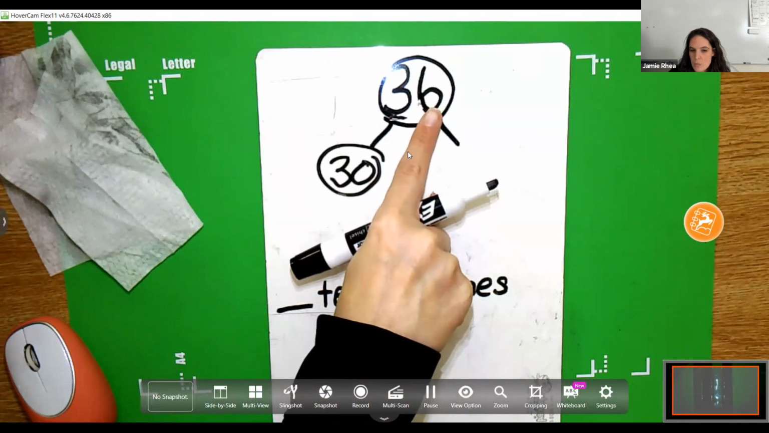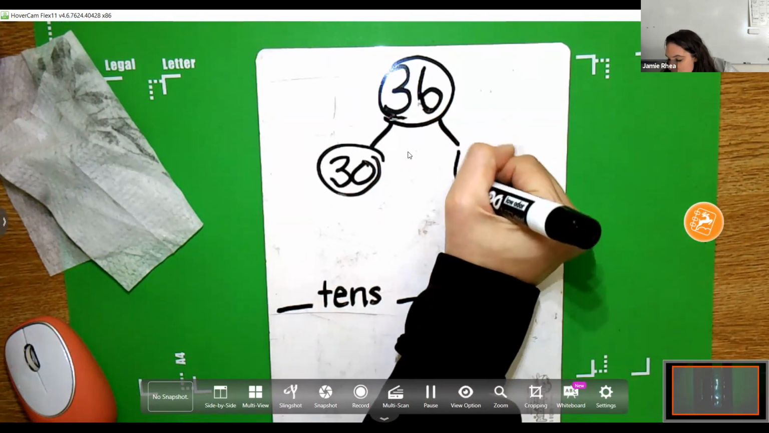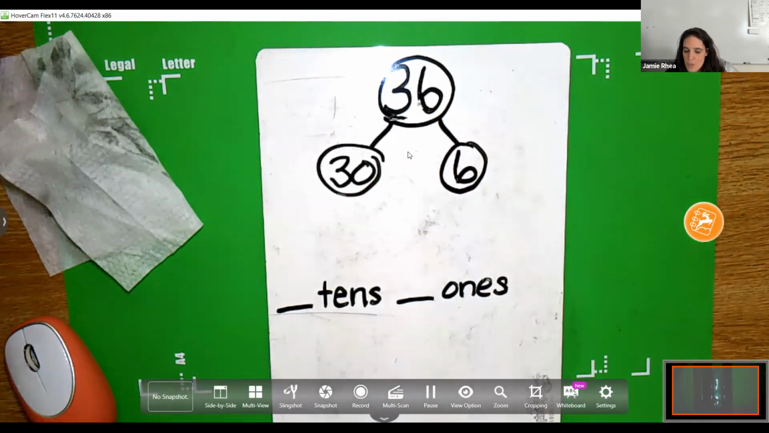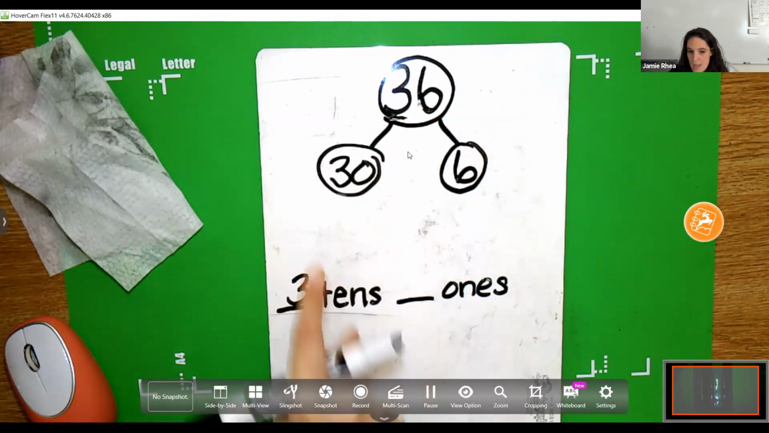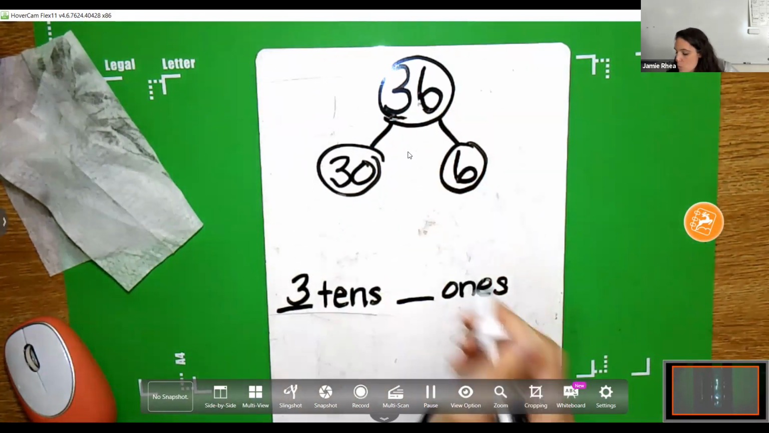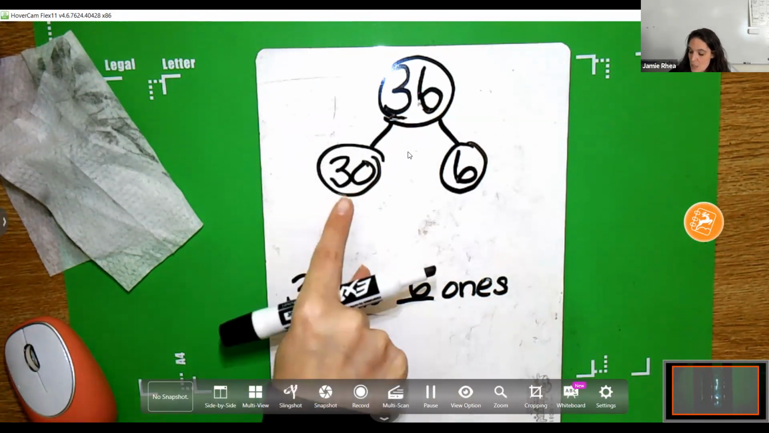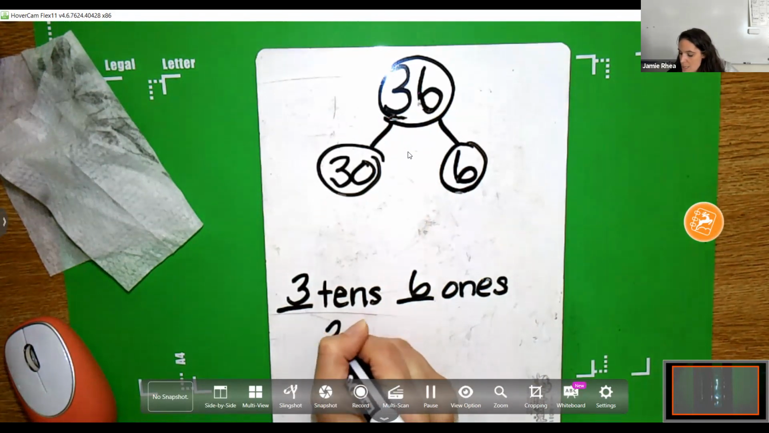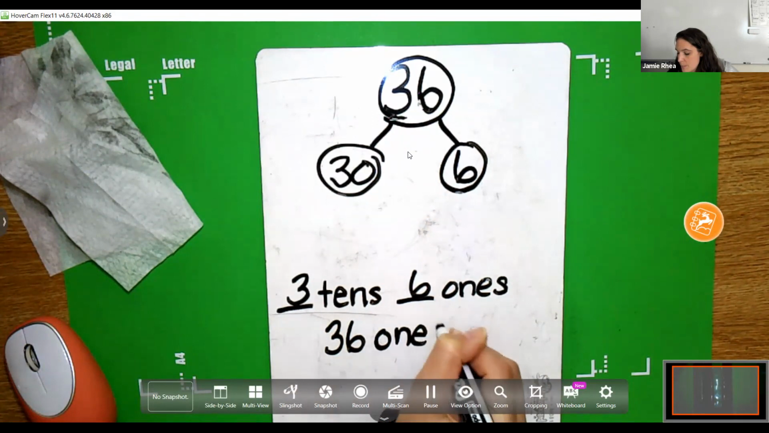And in our ones place, we know we have 6 ones. So we're going to put that 6 because the value of the ones place is 6. So if I'm looking at this, I know that I have 3 10s and 6 ones. 3 10s and 6 ones makes 30 and 6. So 30 and 6 equals 36 ones.